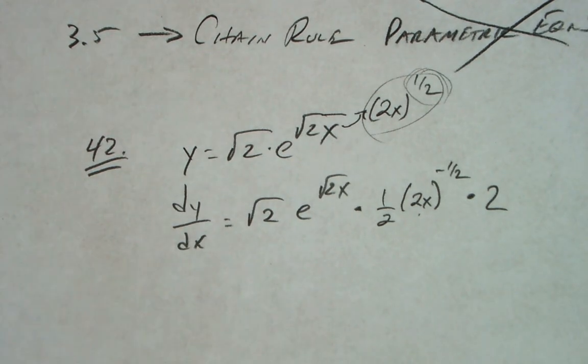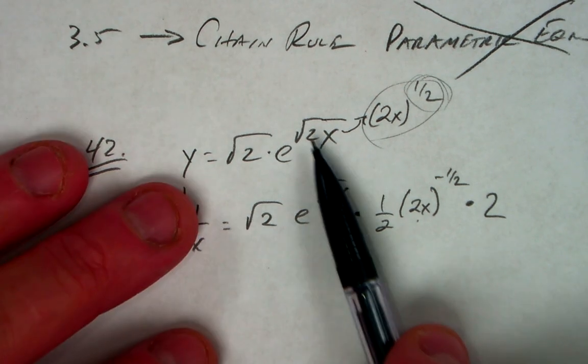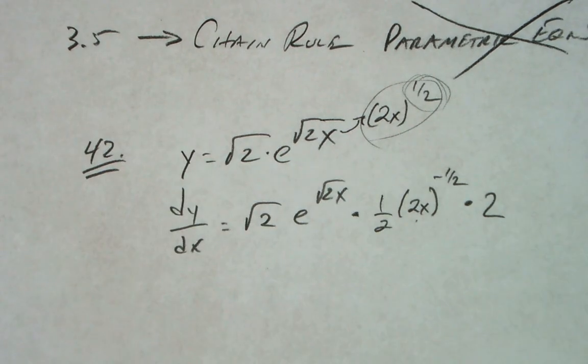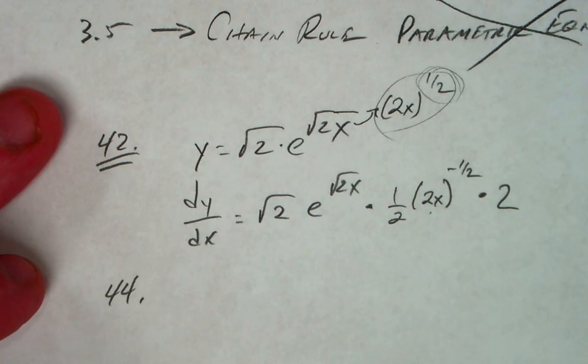So it's another nested function. Because what I have is this square root of 2x is a nested function. And then I've got a square root of something ugly. So then I could take the derivative of the square root and then take that times the derivative of the inside part.